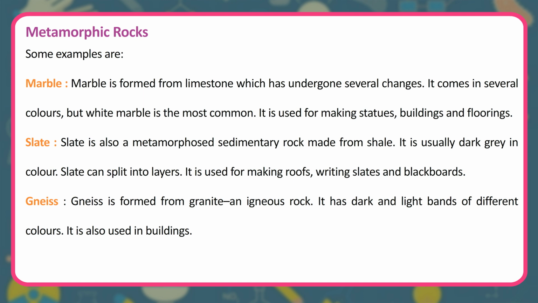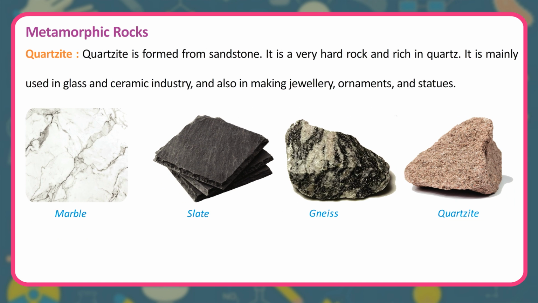Gneiss. Gneiss is formed from granite, an igneous rock. It has dark and light bands of different colors. It is also used in buildings. Quartzite. Quartzite is formed from sandstone. It is a very hard rock and rich in quartz. It is mainly used in glass and ceramic industry, and also in making jewelry, ornaments, and statues. Marble. Slate. Gneiss. Quartzite.